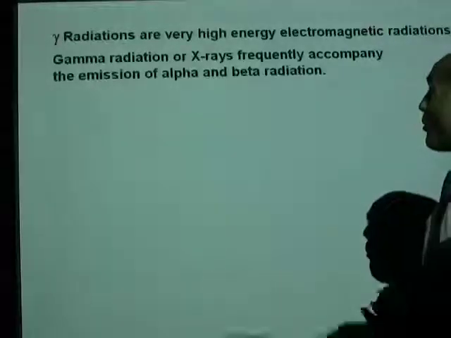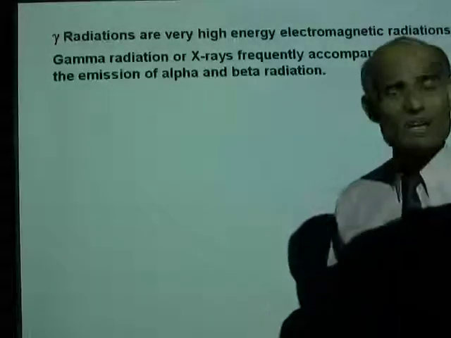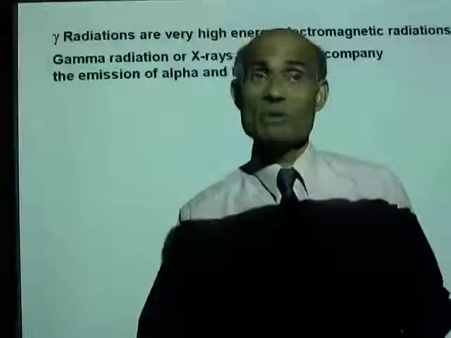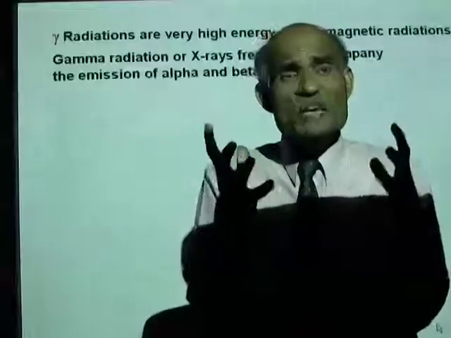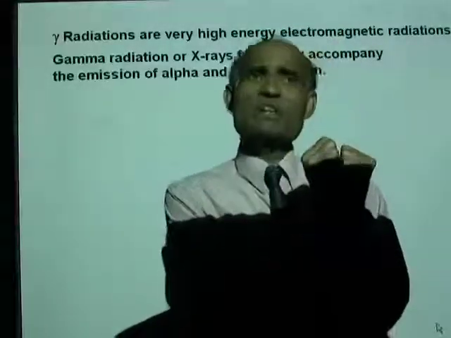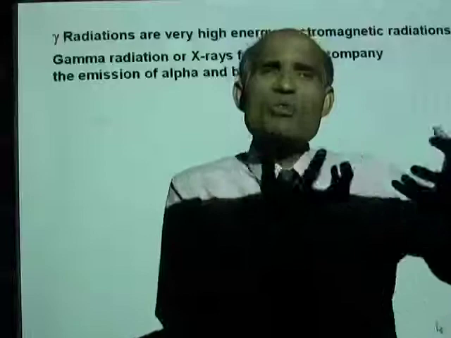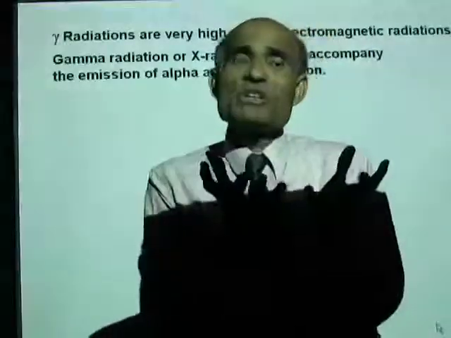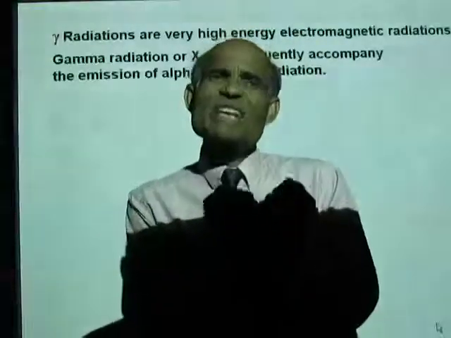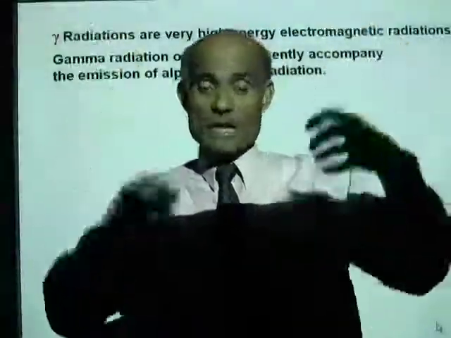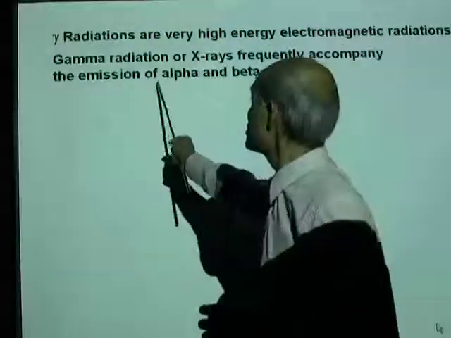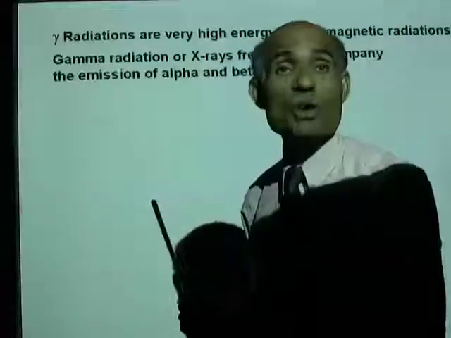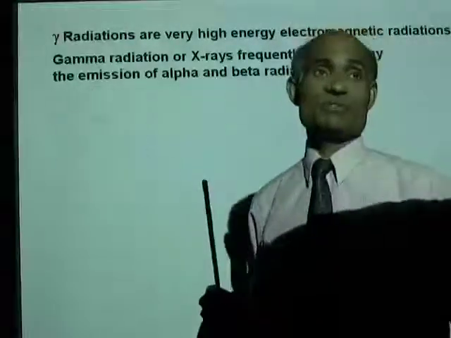Now, gamma radiation or X-rays frequently accompany the emission of alpha and beta radiations. Now remember, the radiations take place in order to create stability in the nucleus. That means throwing away extra energy. You see, the extra energy inside the nucleus is what creates the instability. Throwing away that extra energy, and most of that energy is carried by these emitting particles, alpha, beta, and also these gamma radiations.